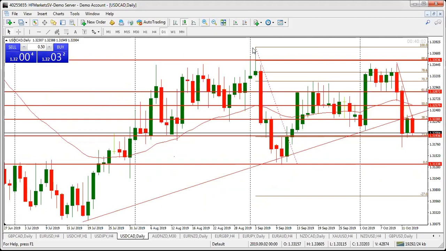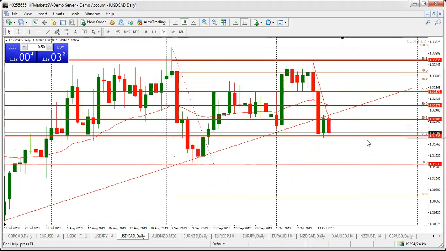So this is a swing high to swing low. So I said if price is below, now price is currently below 38.2. As you can see, this is where price is.